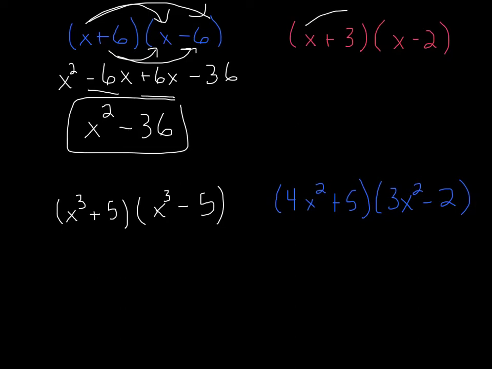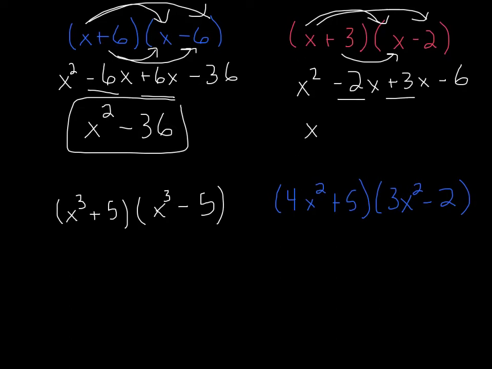So we got x times x is x squared. X times negative 2 is negative 2x. 3 times x is positive 3x. And 3 times negative 2 is negative 6. Now we combine like terms, and you got x squared plus x minus 6.